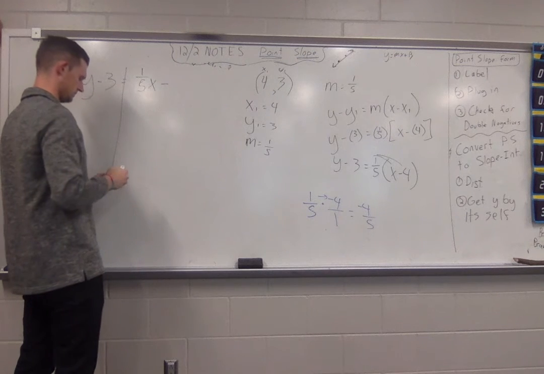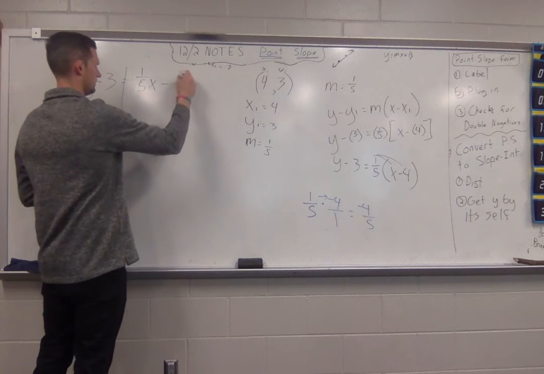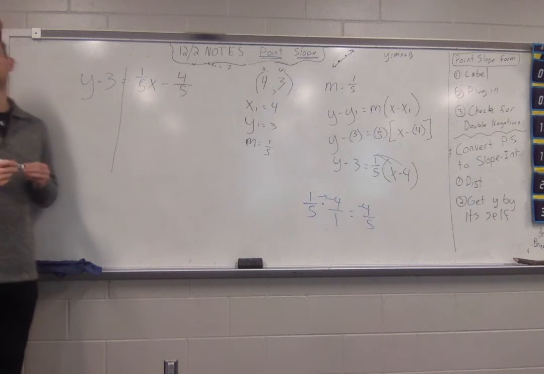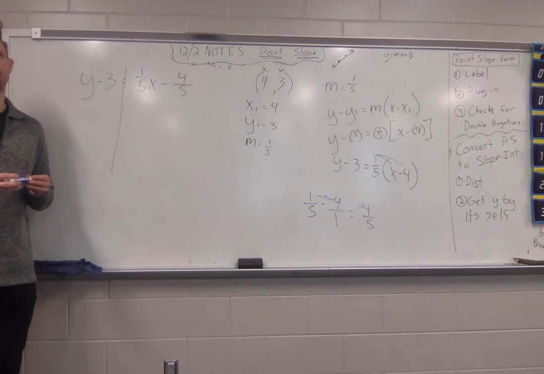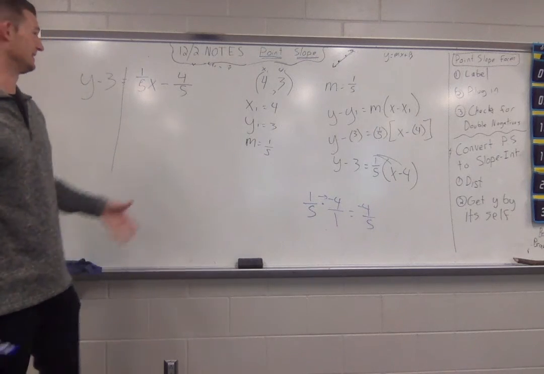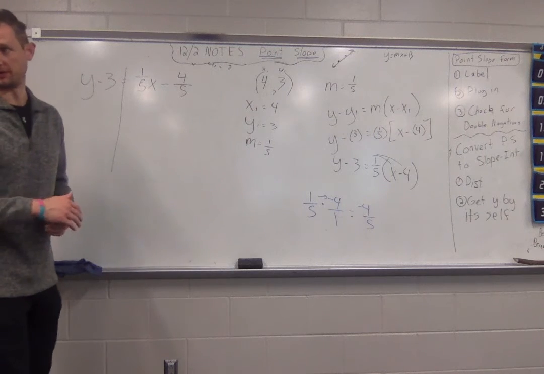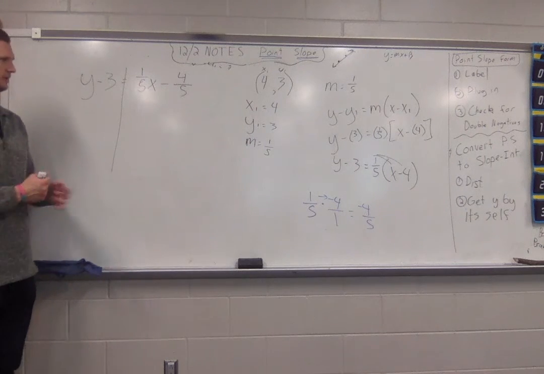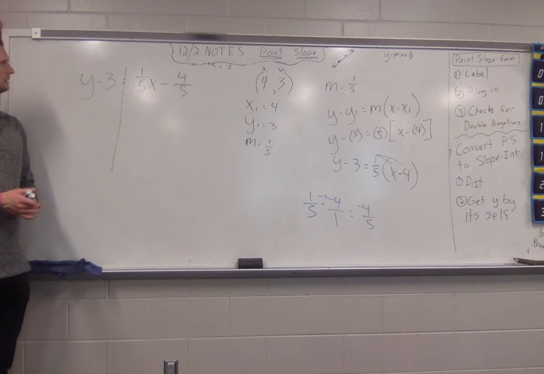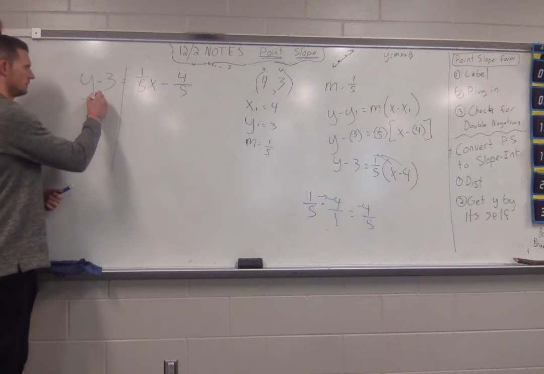Minus 4/5. Can you get fractions here? Is it possible? No. Why not? Wait, well, I just did. So, yes, it is possible. So we can get fractions here. It's okay. It is going to make the next step a little trickier. Free, what's my last step here of converting point slope to slope intercept? Moving the -3 to the other side.